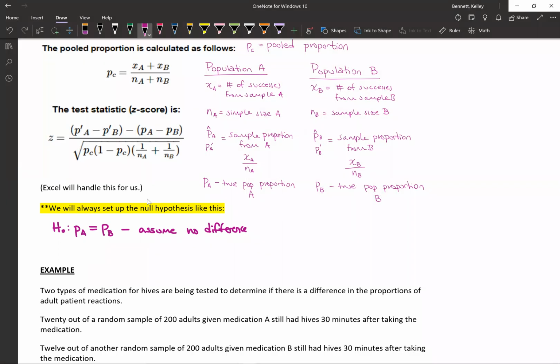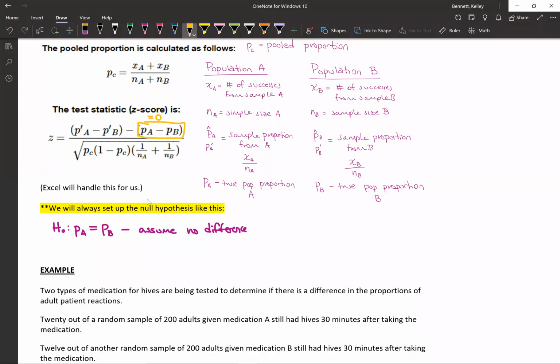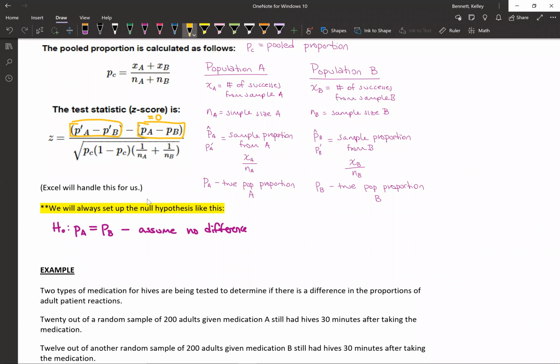And so since we're assuming that PA and PB are the same, you'll notice that in the computation of the z-score, this would then have to be equal to 0, right? Because if they're the same, then PA minus PB would be 0. When we're looking at PA prime minus PB prime, this is going to be the difference of our samples. So if population A has a 25% sample proportion, and if population B has a sample with, I don't know, like 27, then the difference here would be 2%. So we're comparing 2% measured difference versus 0% assumed difference.